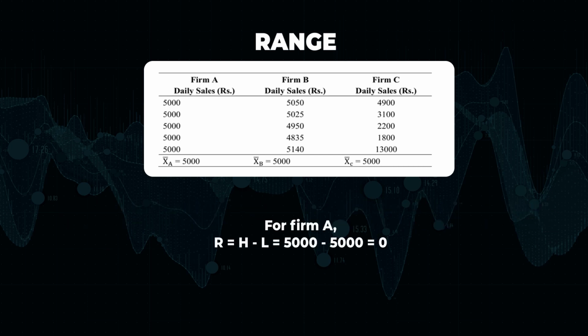For firm A, range R is equal to 0 because the highest value is 5,000 and the lowest value is 5,000. For firm B, the range is 305, where the highest is 5140 and the lowest is 4835. Whereas in the case of firm C, the range is 11,200, where the highest is 13,000 and the lowest value is 1800. So we can interpret these findings as: the variation is nil in case of daily sales for firm A, the variation is small in case of firm B, and the variation is very large in case of firm C.